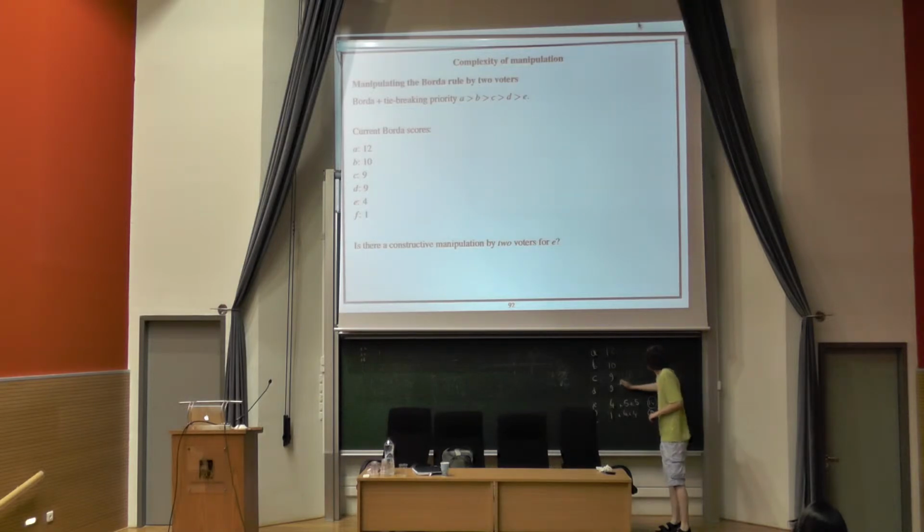Oh no, of course, you can't do that. Wait, can't do that. Yes, you can do that, because that's 14. But we have a tie-breaking priority A, B, C, D, E. So we can't do that. Definitely, we can't do that. So you have to do that.